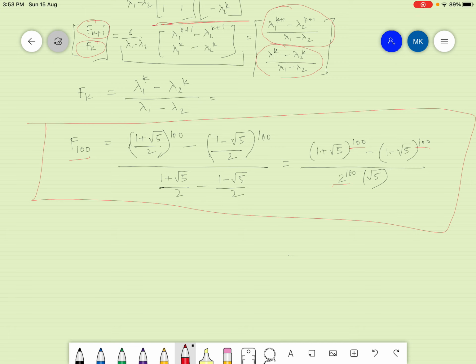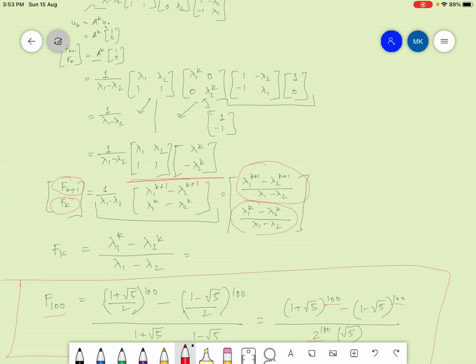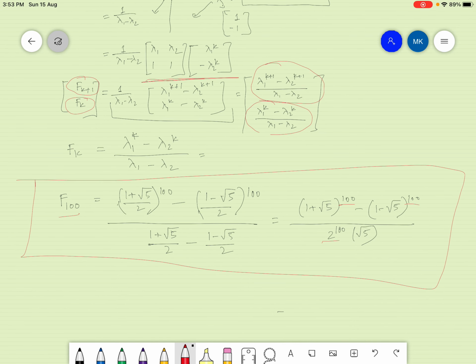So in the exam, if I give you a series, and I ask you to find out a really big term of that particular series, I think you'll be able to find that using the concept of diagonalization. Okay, so this has another form, which I'll be discussing in the discussion class.